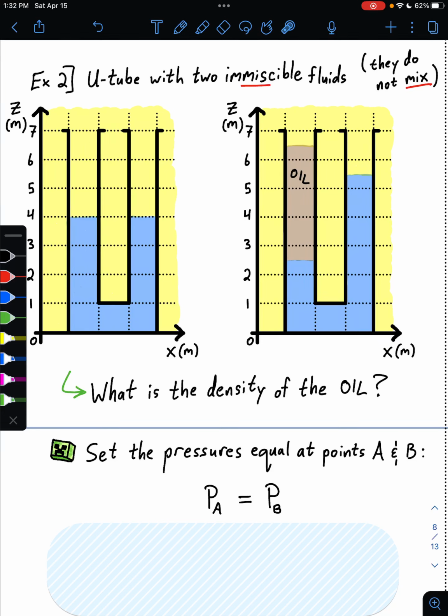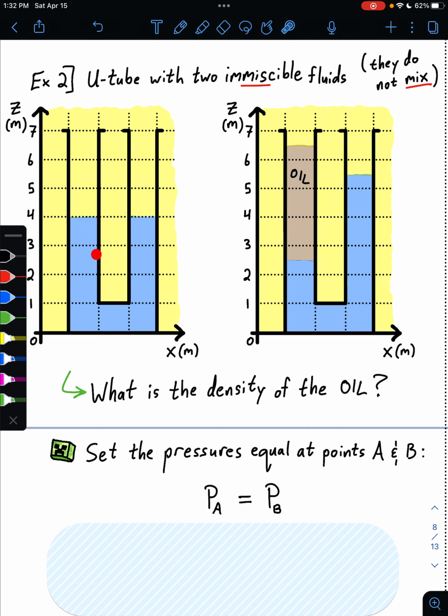Hydrostatics, example 2. Here we have a U-shaped tube called a U-tube, partially filled with water. And if we pour oil into the left side, that oil will float in a column on top of the water because oil and water are immiscible, meaning they do not mix with each other. And also because oil is less dense than water.